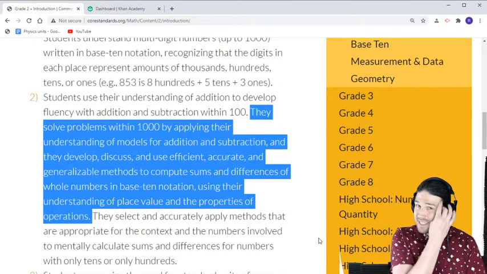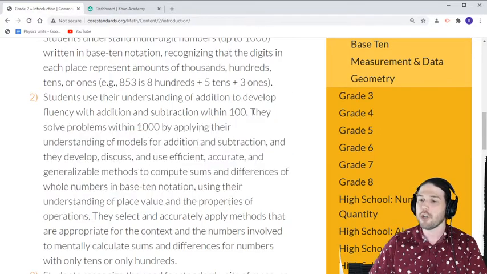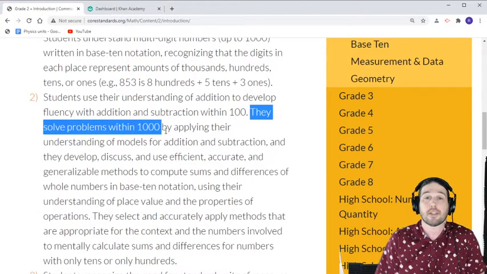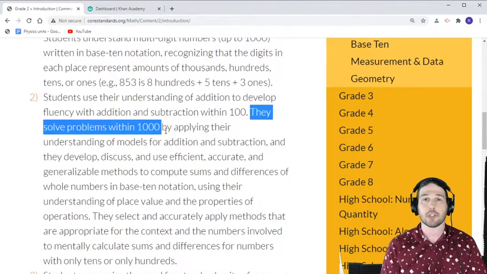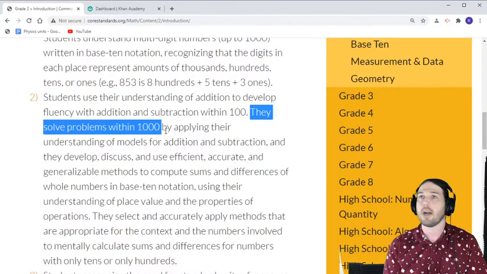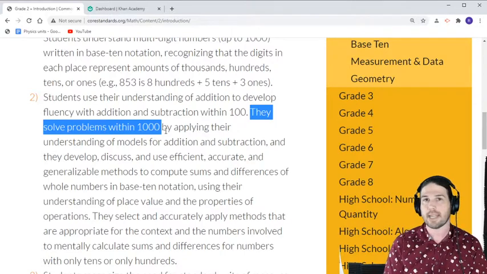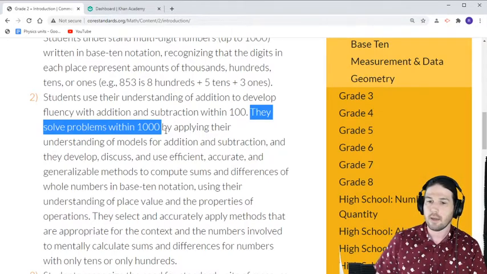All right, let's try to break this down, okay? They solve problems within 1,000. That's the main thrust of this sentence. We're going to be doing addition and subtraction within 1,000, so 3-digit numbers, and we will probably throw in word problems and visualizations and the same things that we always do that we've been doing.